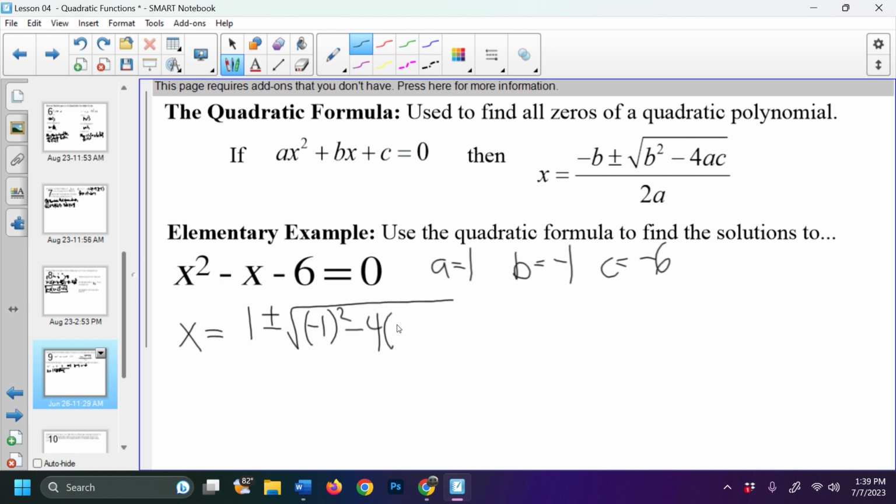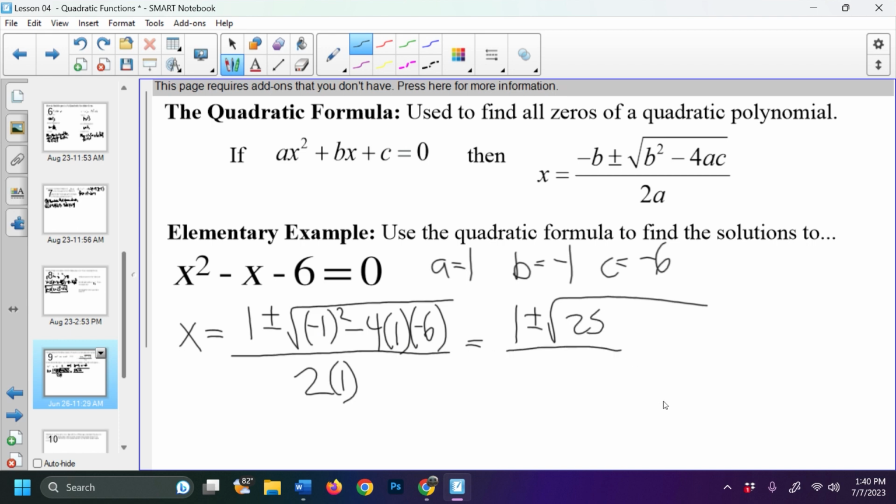Minus 4 times a, which is 1, times c, which is negative 6. And this will be all over 2 times a, which in this case is 1. And so we will evaluate what's underneath my radical here first. So I have my 1 plus or minus the square root. Now, negative 1 squared is positive 1. 4 times 1 times negative 6 would be negative 24. So I have 1 minus negative 24, which would be the same as 1 plus 24, which is 25. And that'll be all over 2 times 1.